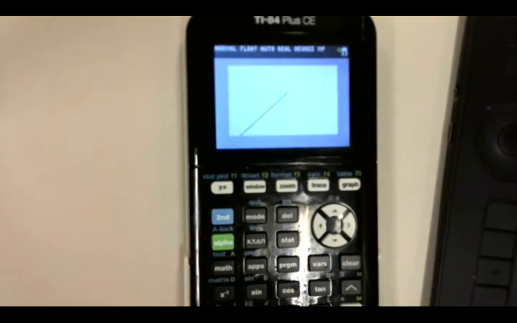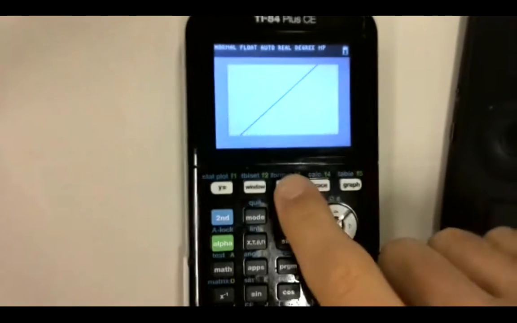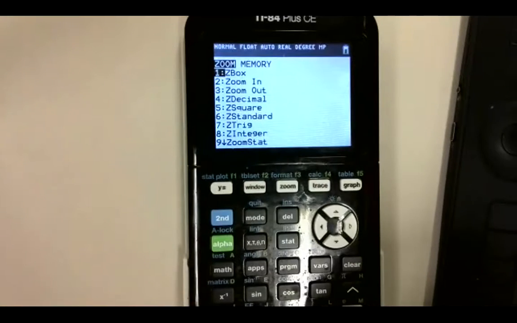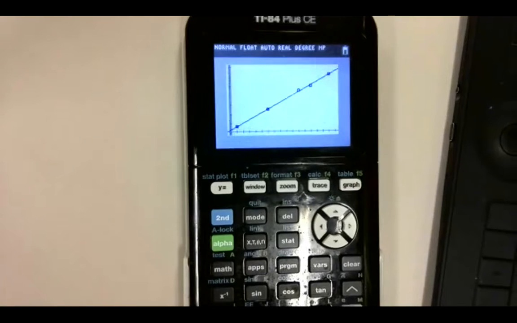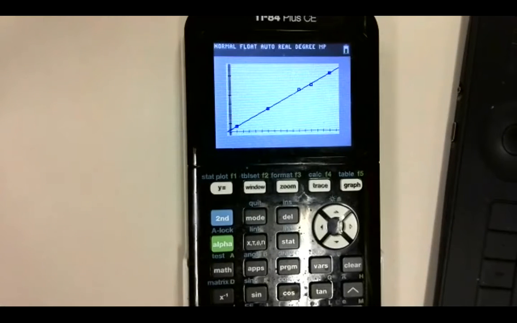If I hit graph, oh man, but I don't see any dots. So how do I get the dots? Again, hopefully you guys are following that sheet. You hit zoom, 9. That's how we do it. So you guys can see that data is pretty close to a straight line.